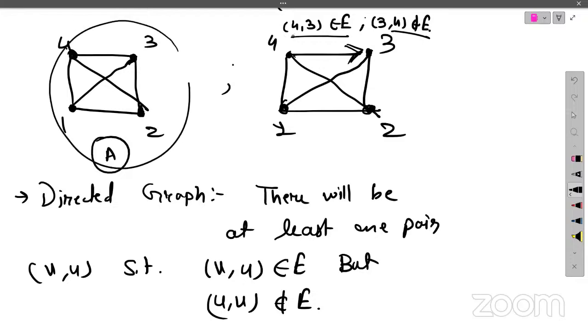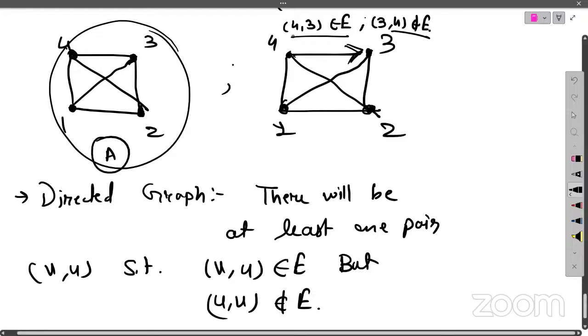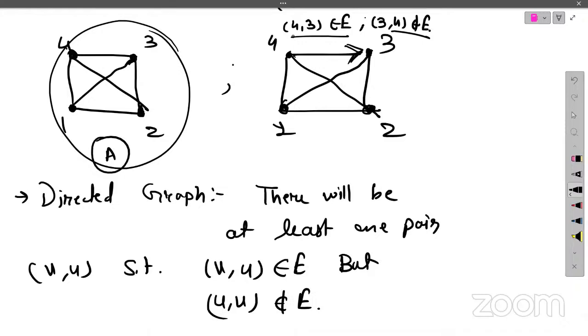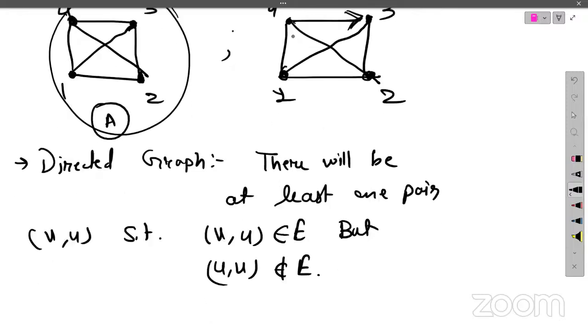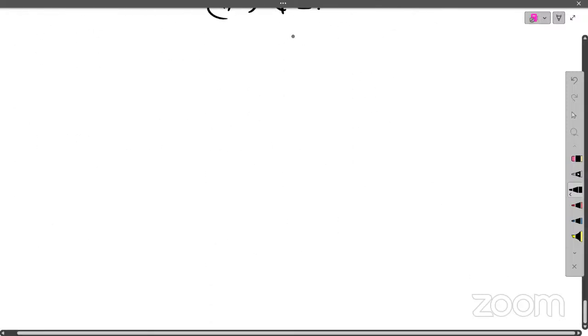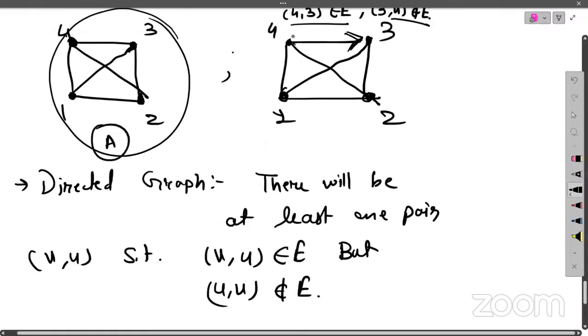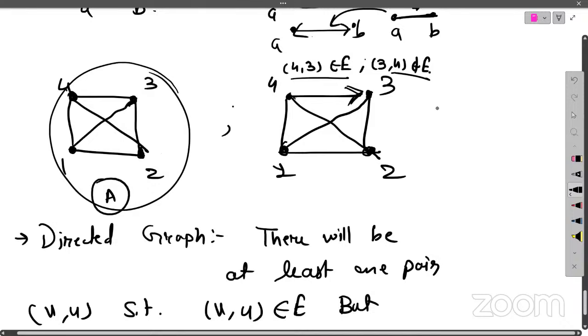But if all pairs have the symmetric relation, that means if there is an edge from A to B, then there is also an edge from B to A. So you can go from A to B and B to A too. Such a kind of graph is known to be an undirected graph. And it's very easy to judge which graphs are directed or undirected. You just have to find a pair that does not satisfy the symmetric relation. Okay.